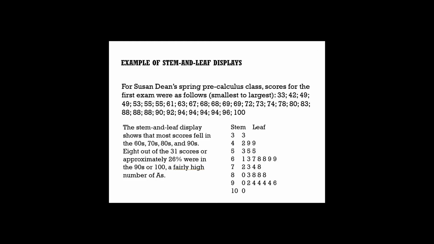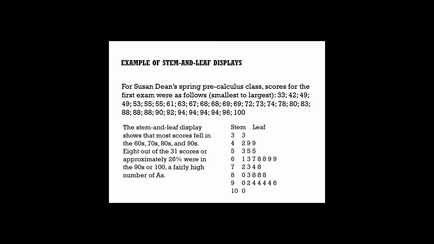The other thing a stem and leaf graph does for us is it doesn't lose any of the details of the data. If I had this stem and leaf graph over here, I could go back and create all of the raw data items, all of the individual scores of Susan Dean's pre-calculus class. I could look at it and say, okay, I can list all of the test scores. I had a 33, a 42, 49, 49, 53, 55, 55, and I could list every score. I haven't lost anything.